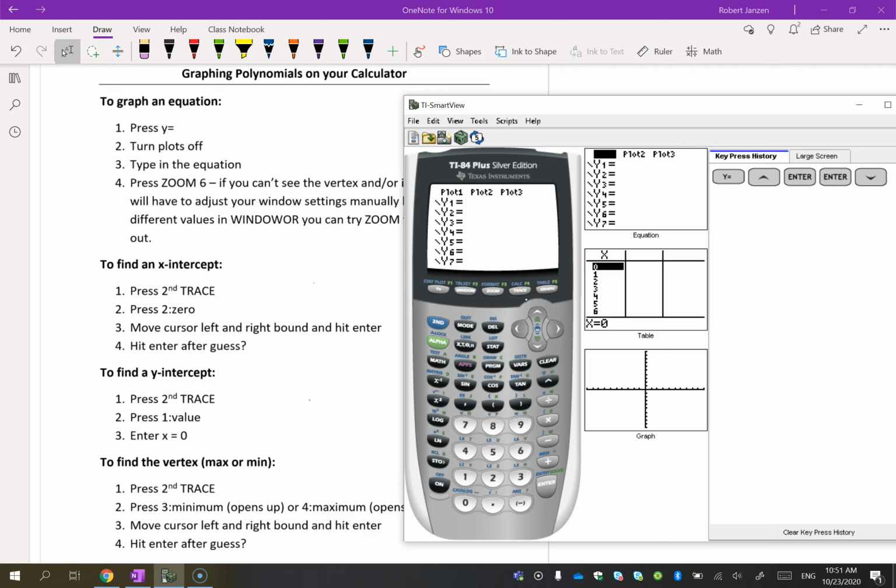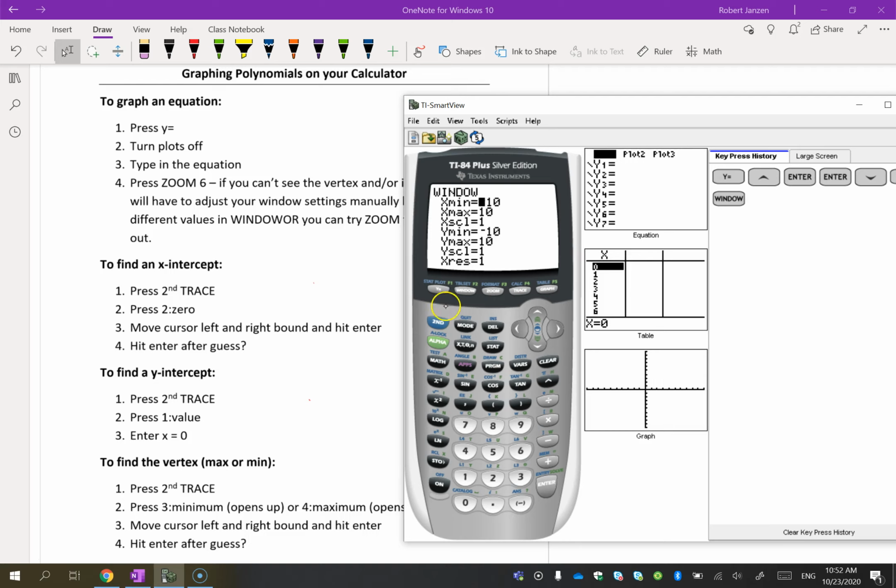It might show up or might not. You have a few options here with zoom. Usually zoom 6, which is the standard window, is a good one. Sometimes that doesn't work and it's not going to show up. You might want to zoom out or zoom in to get closer or further out. And sometimes we can adjust the window manually. So here's the window. This is a standard window. If you go zoom standard, this is kind of what you get. Sometimes we want to look at a bigger screen, and we'll do examples of that.